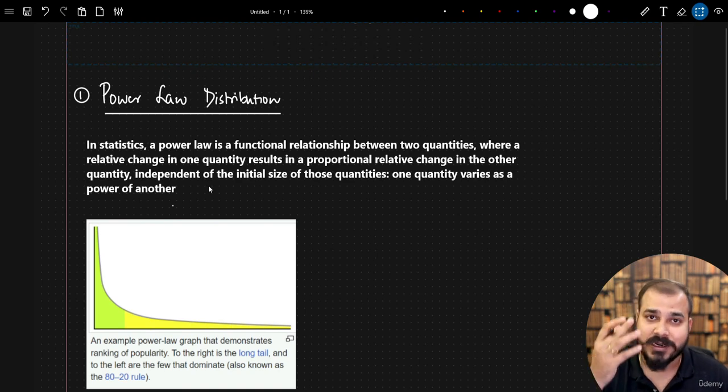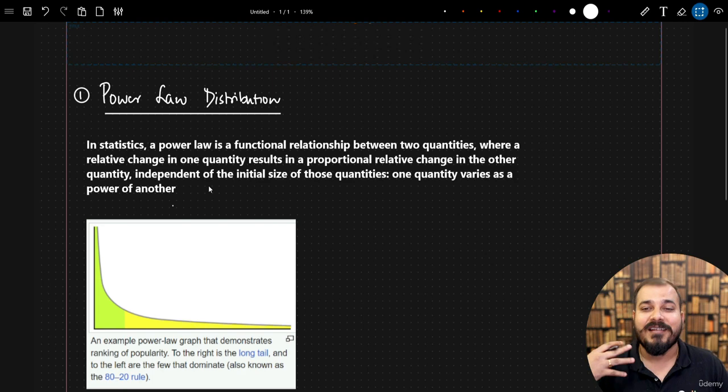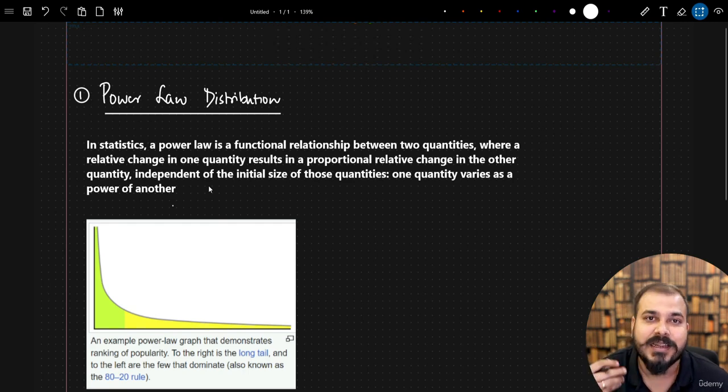Now, again, the definition, as usual, is complex. Every topic that we learn in statistics, the definition is quite complex. So it is better we learn it with the help of examples. I'll give you a lot of examples and then we'll try to understand. Okay. Let's focus now on this diagram.